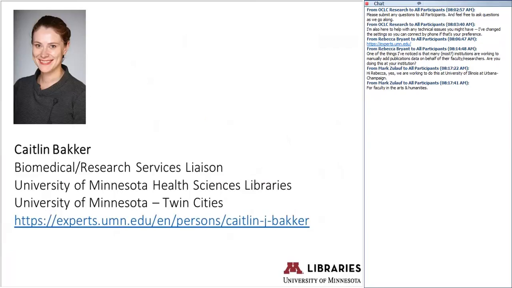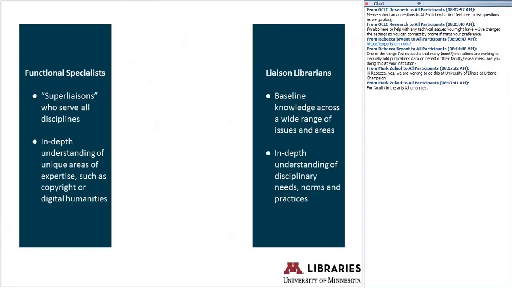Now, just a little bit of background about the University of Minnesota and particularly our liaison model. So as Jen mentioned, we do have a number of liaison librarians who essentially have that in-depth understanding of their disciplines, of the publishing practices, of the norms, and they have the existing relationships to provide effective services. Now, we also have a team of functional specialists who you can think of as super liaisons or meta liaisons, and these are individuals with an in-depth understanding of a particular area such as copyright, digital humanities, or publishing services. And they can provide services to all disciplines, but they usually do so in conjunction with the liaison librarians so that there is that personalized, tailored approach to the services.